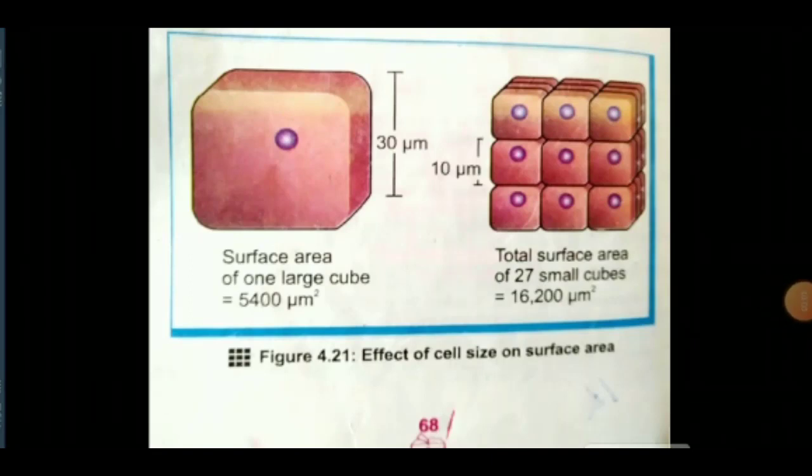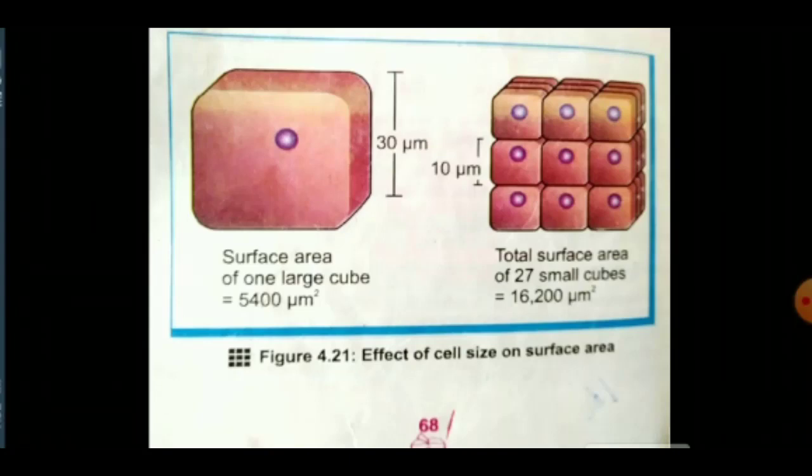Students, our last topic is cell size and surface area to volume ratio on page number 68. Cell size and shape are related to cell function. Most cells are small in size in relation to their volume. Large cells have less surface area as compared to small cells.